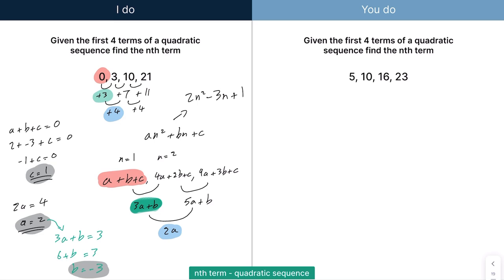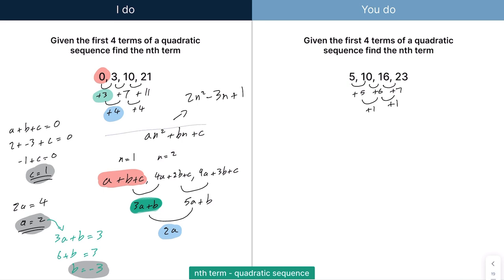Now, hopefully you've pressed pause and had a go at the example on the right. The first step's exactly the same. Find the difference. Plus 5, plus 6. And then find the difference of the difference, which is just plus 1. And in fact, we can do the last one as well, which is just going to be plus 7. And then that's going to be plus 1. Then we're going to write the general form.